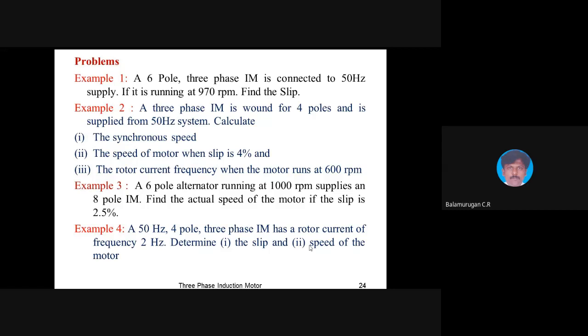If you tell the answer, we will wind up the session. It's almost 12:44.